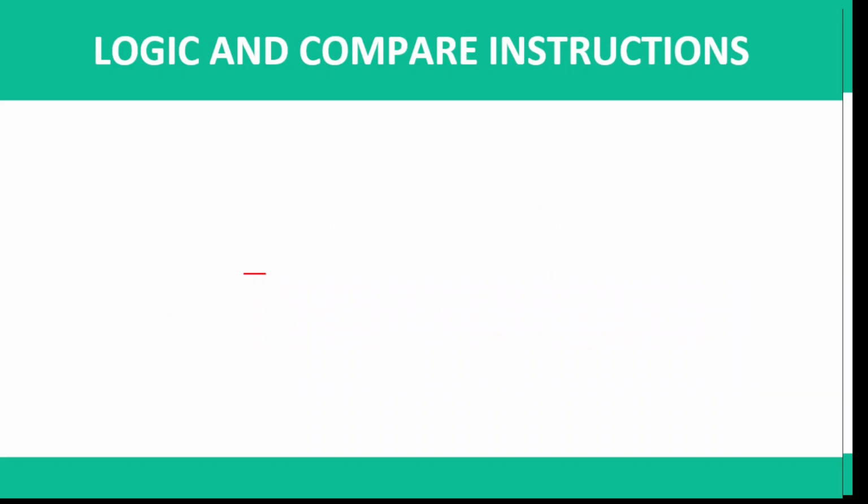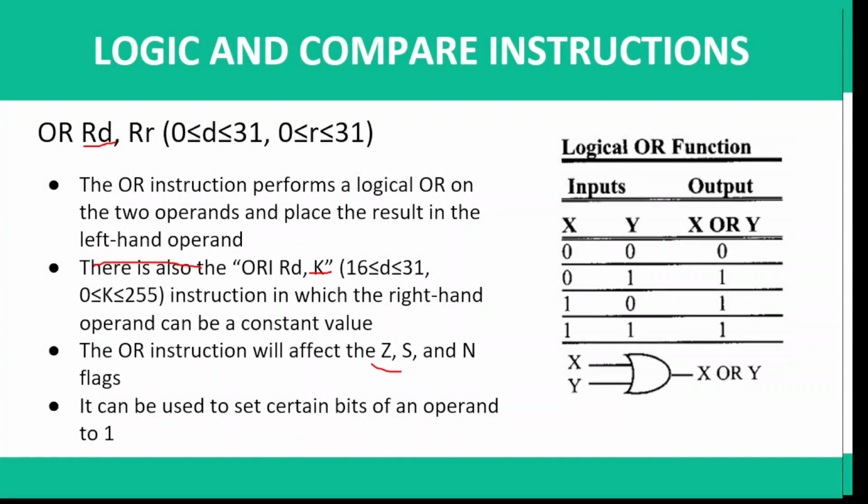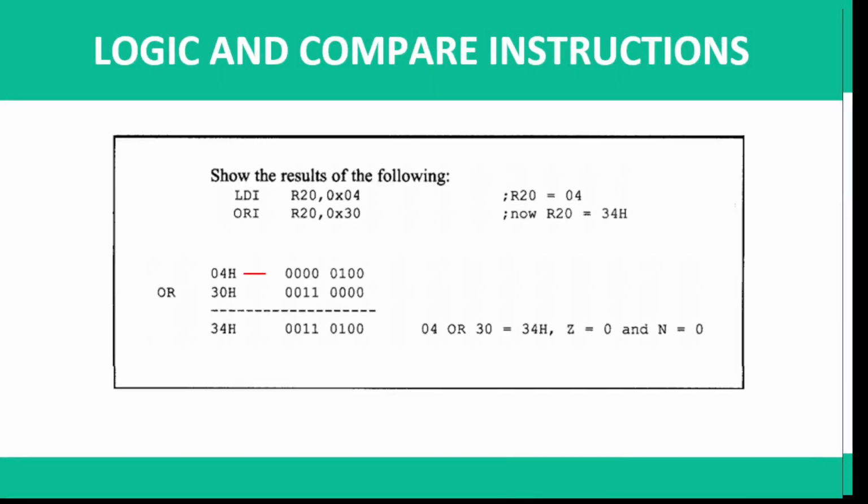As you can see, the AND masks certain bits by giving them a value of 0, while the OR is the opposite. It can set certain bits of an operand to 1. So what happens here is that wherever there is a 1, it carries the 1, so we get 0100. So that is the difference between AND and OR in the operation for a register.